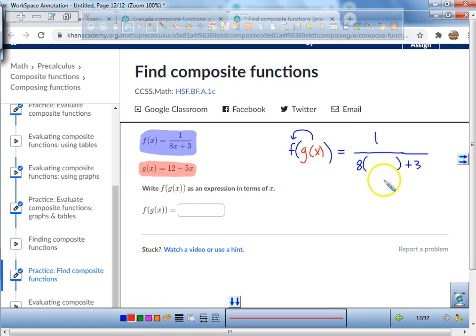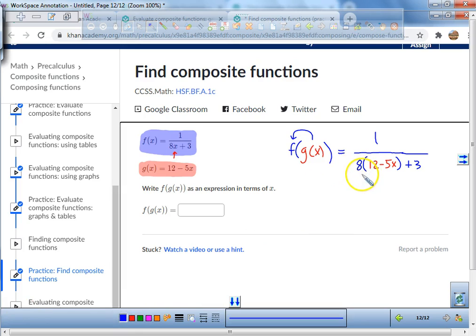What do you guys think? It's okay, you can talk. It's all right. Yeah, 12 minus, so we're going to put 12 minus a 5 and an x. All right, so we're going to plug the g of x where? Into this guy right there. That's what we're doing.